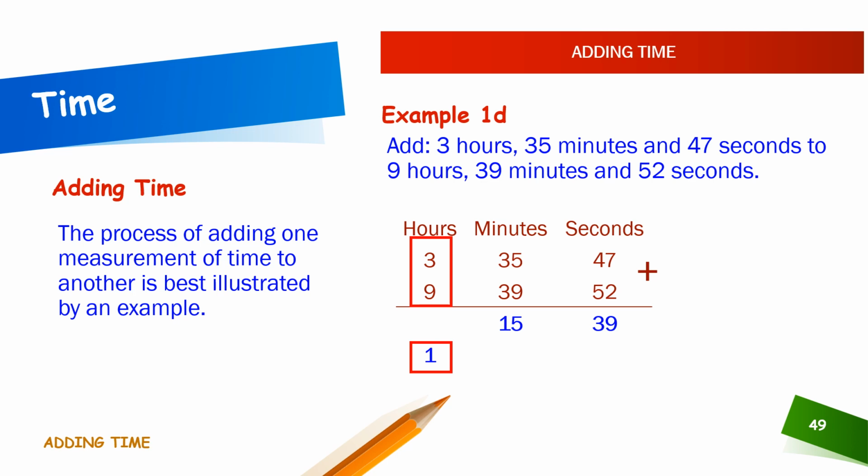3 plus 9 plus 1 is 13. So our answer is 13 hours, 15 minutes and 39 seconds.